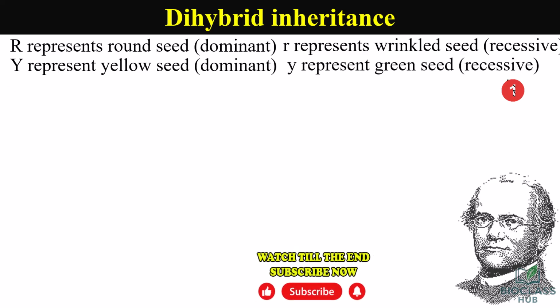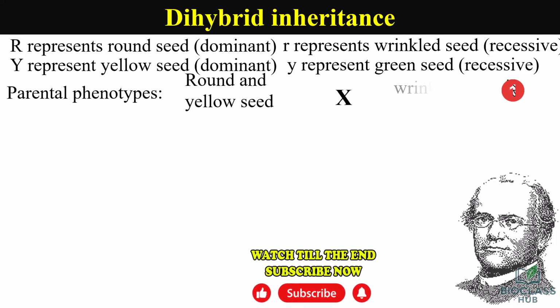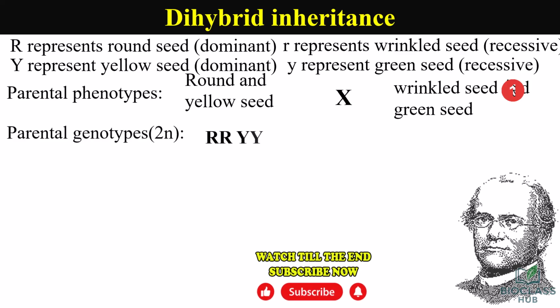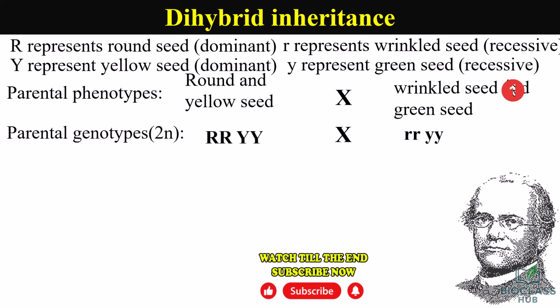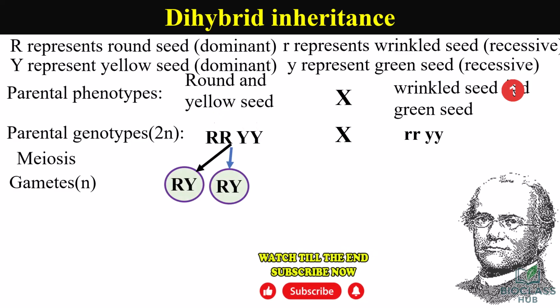Parental phenotypes: pure breeding round and yellow seed crossed with pure breeding wrinkled and green seed. Parental genotypes: capital R, R, capital Y, Y, crossed with small r, r, small y, y. Meiosis leads to the formation of gametes. Any one of a pair of characteristics from this combination may combine with either one of another pair from this combination. It goes like this to form the gametes.